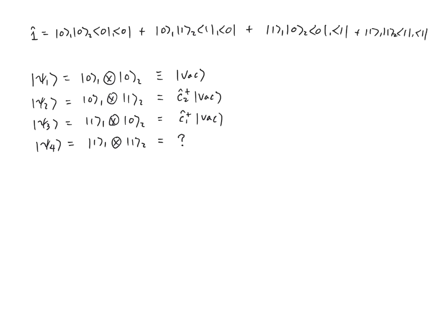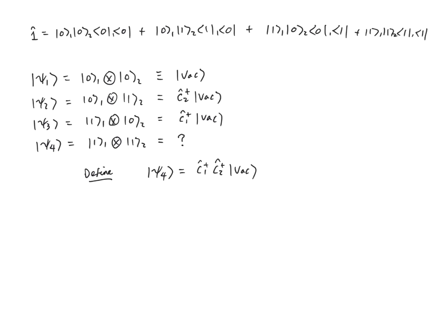So how do we proceed? Well, let's just define this psi4 state to be obtained from the vacuum by acting with C1 dagger and C2 dagger on the vacuum in this way.